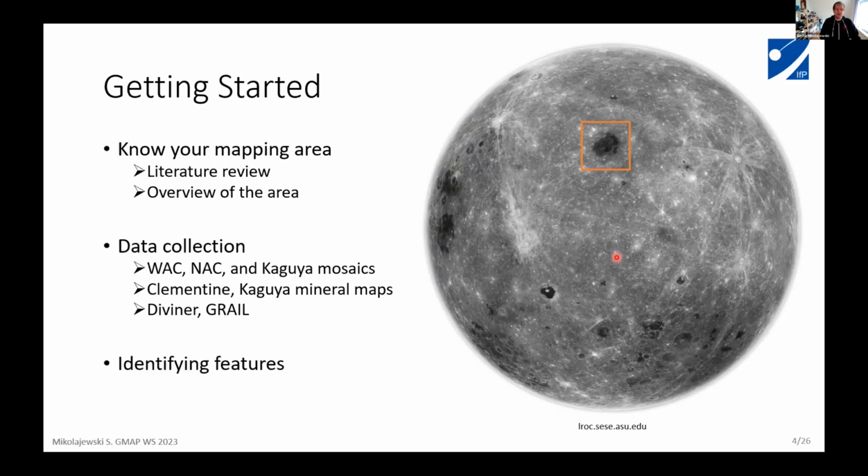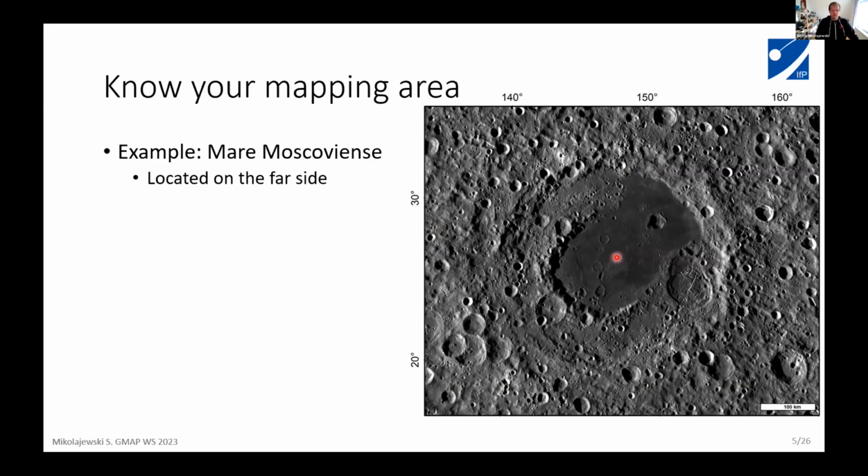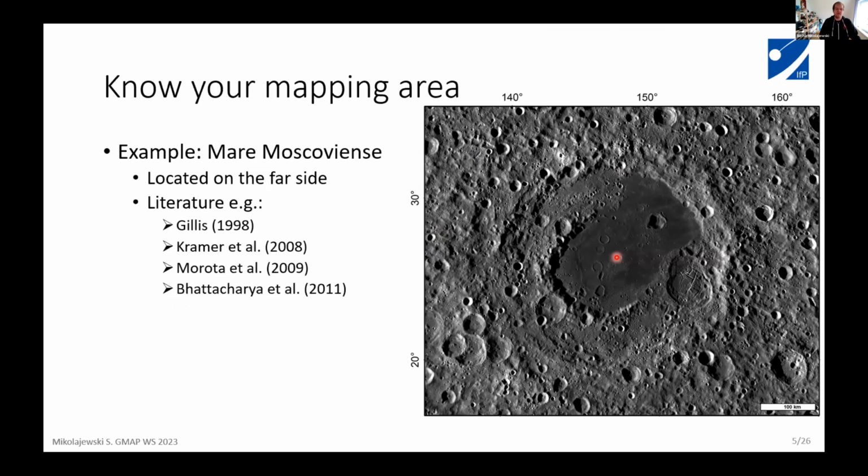And when it comes to identifying features, you start with drawing outlines to mark where you have an approximate or an accurate contact. So let's dive more into Mare Moscoviense. It is located on the lunar far side. There is several literature available on Mare Moscoviense. Here are some examples of people who worked on Moscoviense, and this gives you a brief overview of the study area.